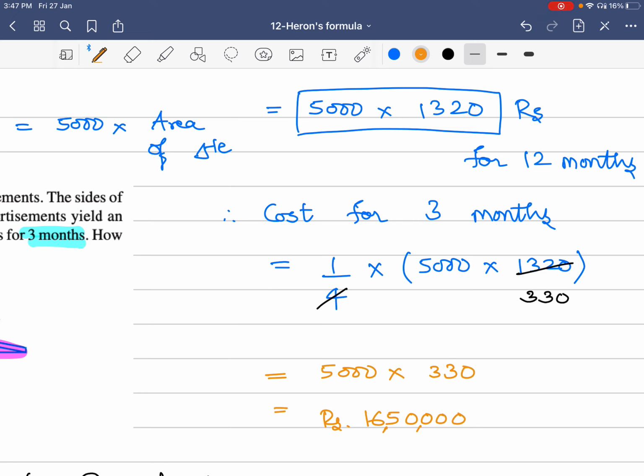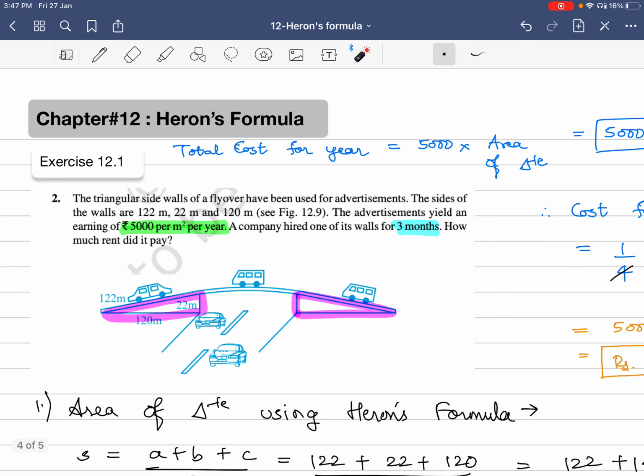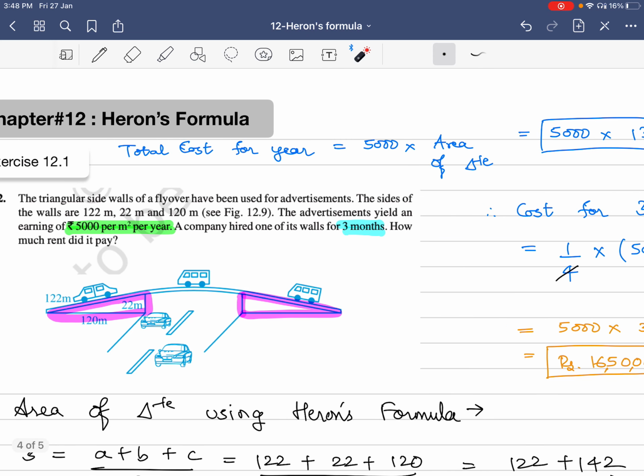So the total cost is now 16,50,000 rupees for a period of 3 months. So this is the required answer. How much rent did it pay? The rent it paid was 16,50,000 rupees for a period of 3 months. That's how we use Heron's formula to calculate the area of this triangle whose three sides were given to us, and thus we solve the question.